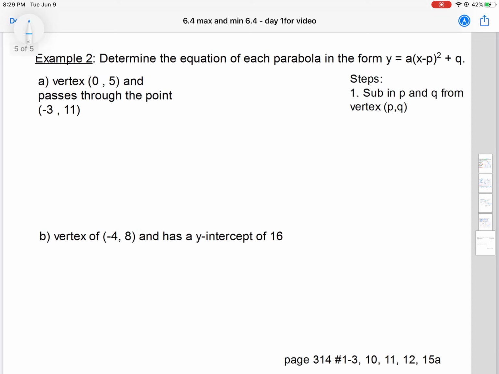Okay, one last type of example you could have to do, determine the equation of each parabola in the form, so this is again vertex form. Okay, so the vertex is 0 and 5 and passes through the point -3 and 11. So this is, teachers love this question. So sub in P and Q from the vertex. So we have P and we have Q here. So we're going to sub it, because we want it to be in vertex form, we're going to use the base vertex form.